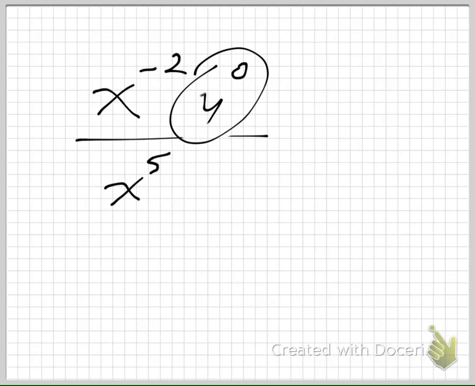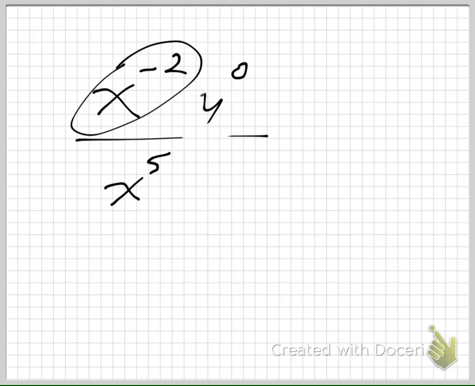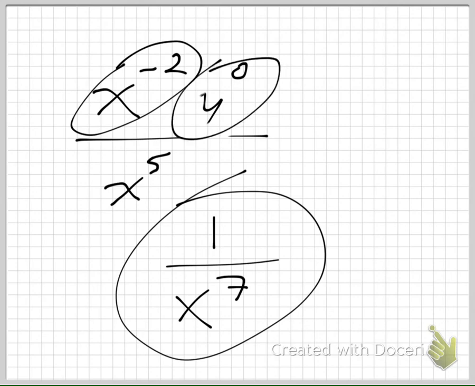Make sense? That's the difference. Just wanted you to see that. And so then, what would this be? I would flip that x to the negative 2 to the bottom, making it 1 over x to the 7th. Does that make sense? Because that y is just a 1.